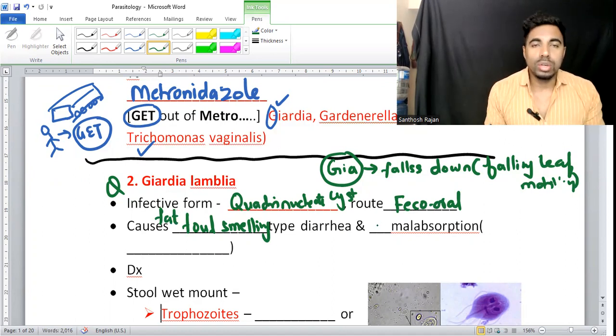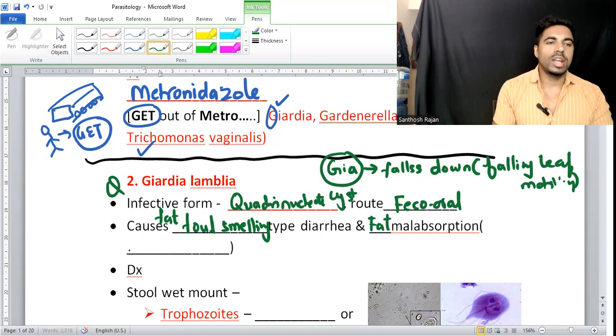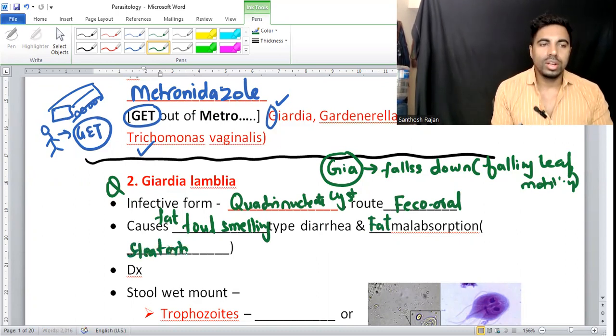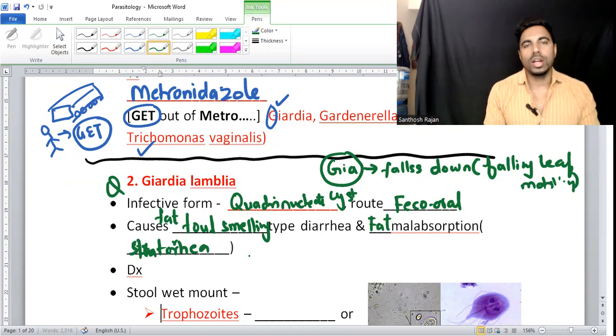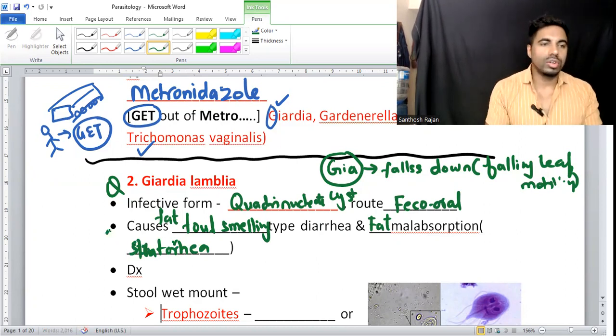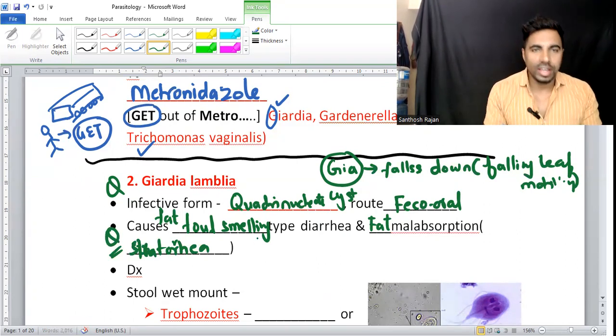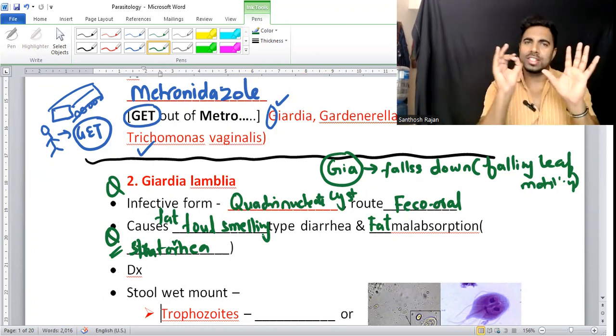And then what does it usually cause? It causes fat malabsorption. Fat malabsorption, the other name is steatorrhea. Remember, that's an important question. The most common cause of steatorrhea is Giardia. That's a question asked frequently. Steatorrhea is basically fat in the stool. So anything with fat, it's Giardia.